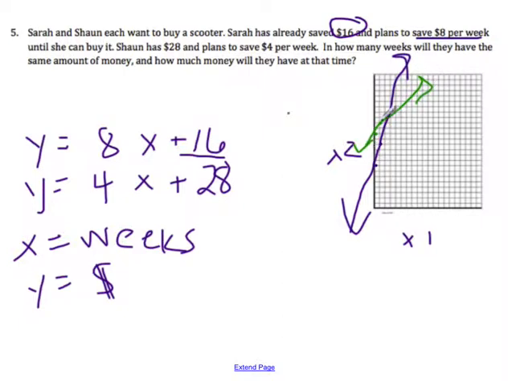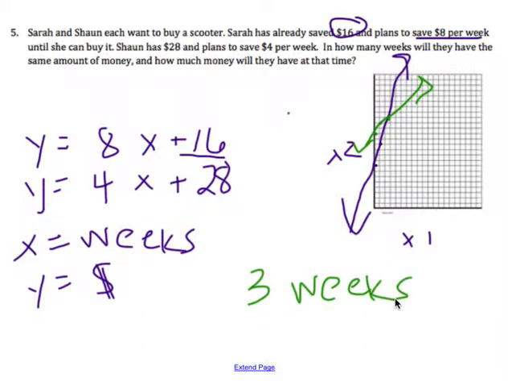Okay, so they're crossing about right here. Again, remember, graphing is really inaccurate, so you may not have exactly what I have. But it looks like we're going over 3. So since we're going over 3, that's our X. So they're going to have the same amount of money after 3 weeks.